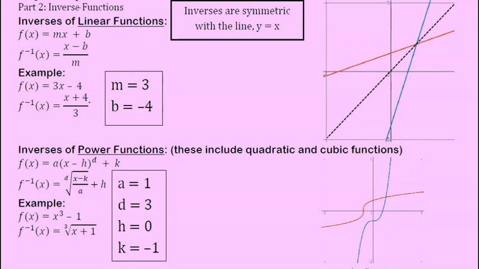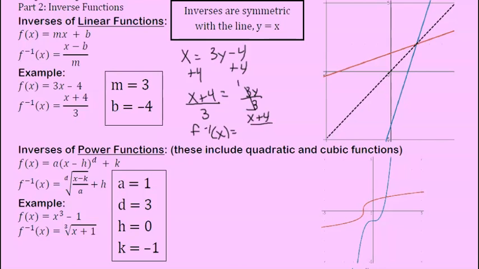Let's look at this example right here. We have f of x equals 3x minus 4, and the inverse is x plus 4 over 3. We just plug in those numbers. Now to solve this algebraically, we would just do x equals 3y minus 4, solve for y. X plus 4 equals 3y, divide each side by 3, and then you have f inverse of x equals x plus 4 all over 3.